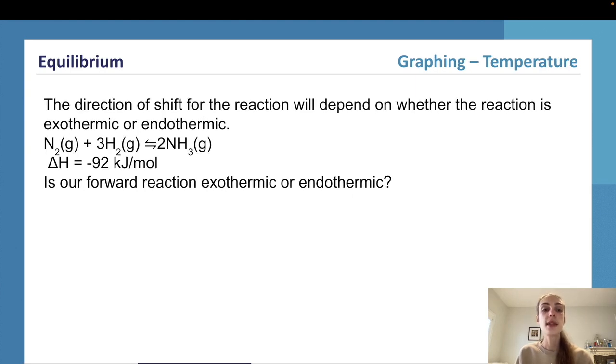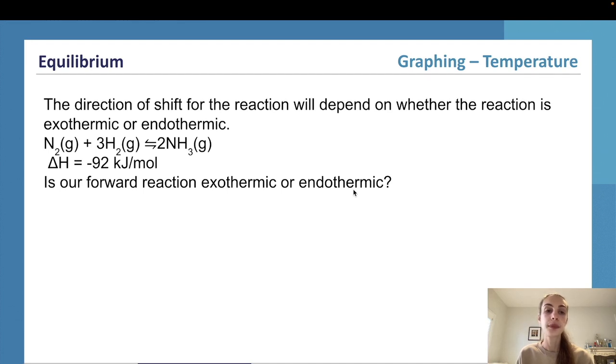So when we consider temperature, we can consider this same example here. And so the direction of the shift for the reaction when we change the temperature in an equilibrium reaction is going to depend on whether the reaction is exothermic or endothermic. So with this reaction here, we need to consider if our forward reaction is exothermic or endothermic.